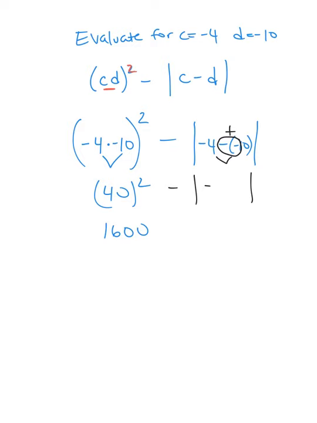So let me erase this. And this should be the absolute value of 6. And the absolute value of 6 is 6. So I have 1600 minus 6. And 1600 minus 6 is 1594.